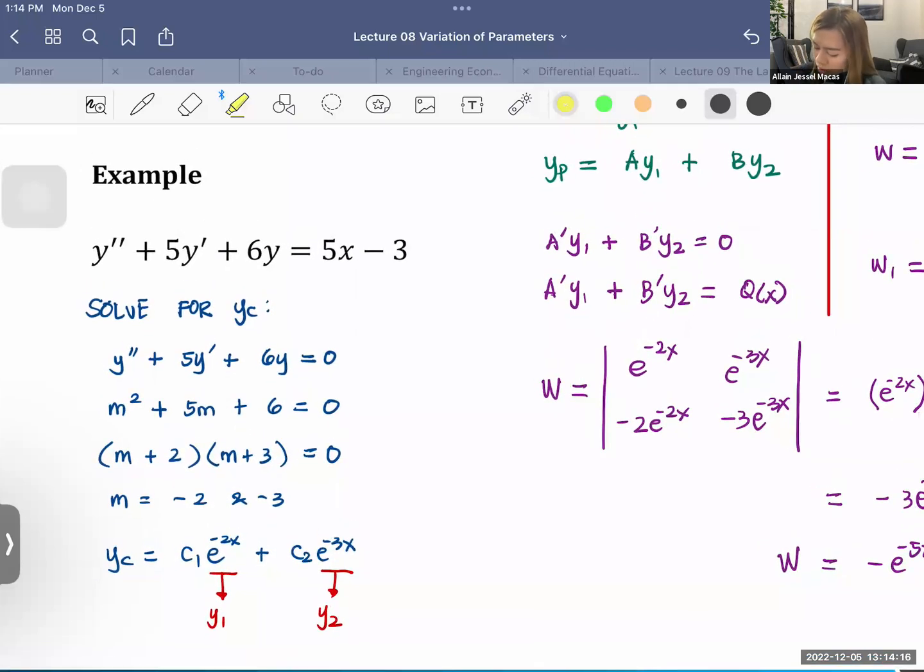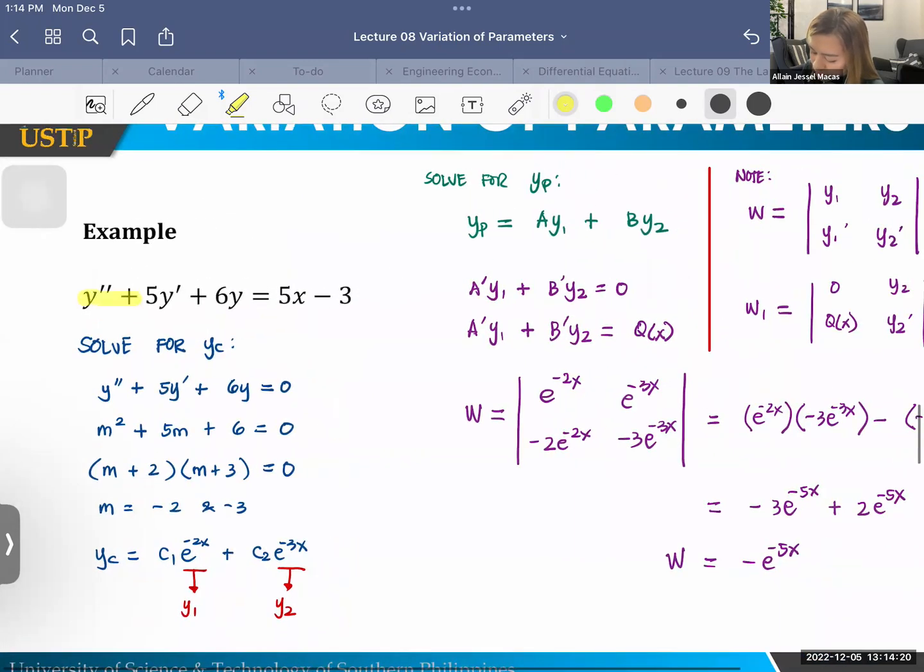So we have y double prime plus 5y prime plus 6y is equal to 5x minus 3. So familiar man, you know, this is our, I think, assignment or quiz. First, solve for yc. So ang imuhang q of x class atong is 0. I-highlight na ko ni class ha para madali ta.